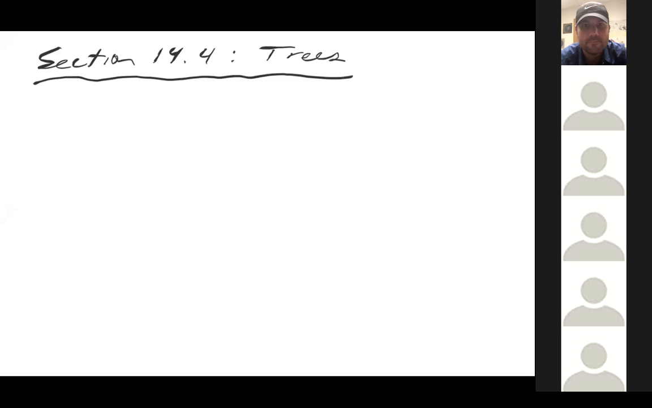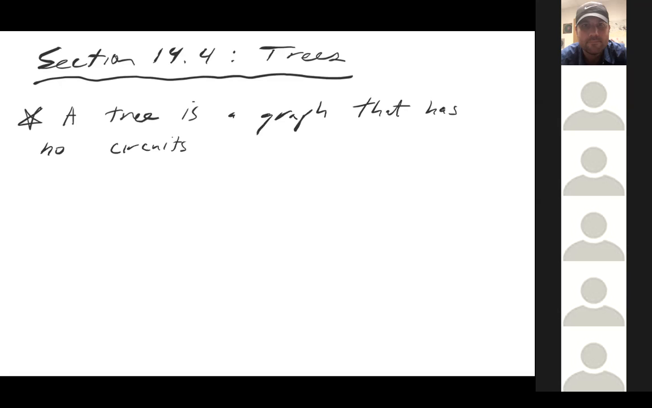All right. Since we're talking about a tree, this is not a literal tree, it's a tree in graph theory. We're going to define what a tree is in graph theory. So a tree is a graph that has no circuits and is connected. Okay, that's a tree.